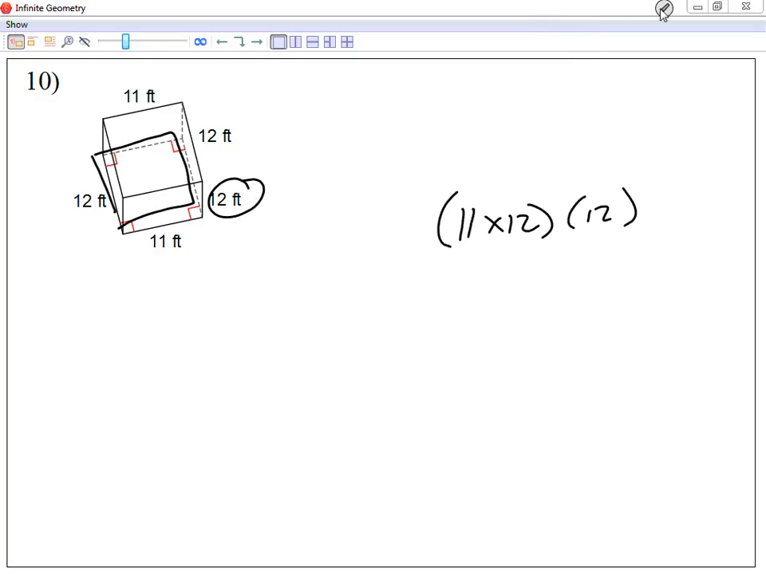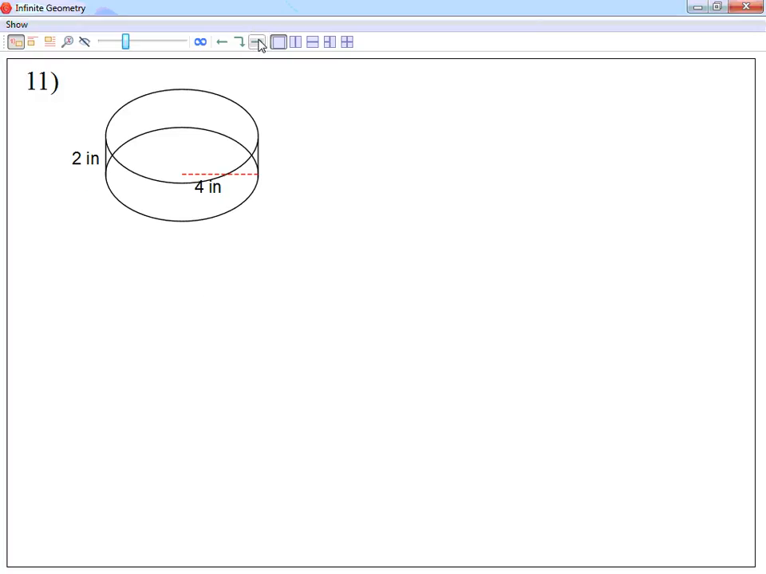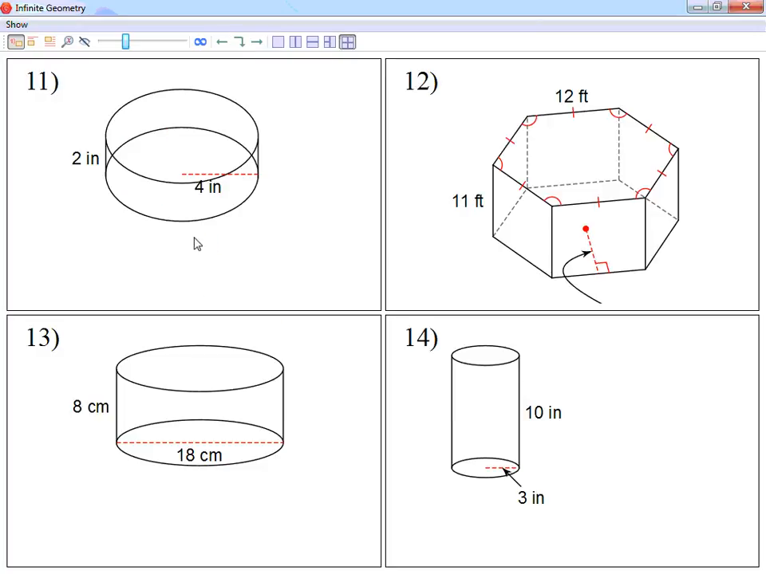Just one thing though. Do notice that on circles, question number 11, I'm giving you guys just the radius. Question number 13, I'm giving you guys the diameter. So sometimes I'll give you a radius, sometimes I'll give you a diameter. You need the radius.